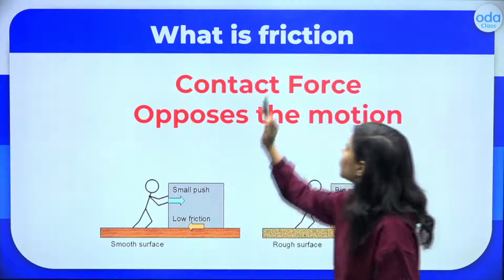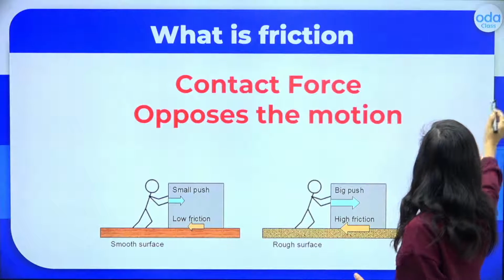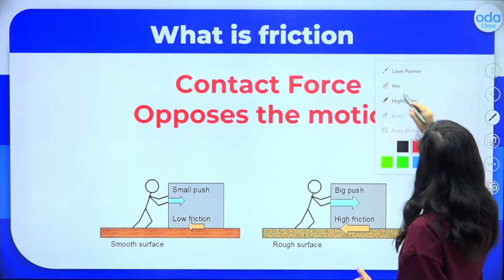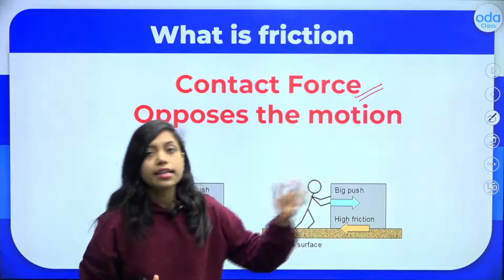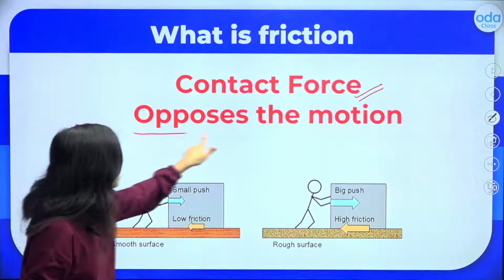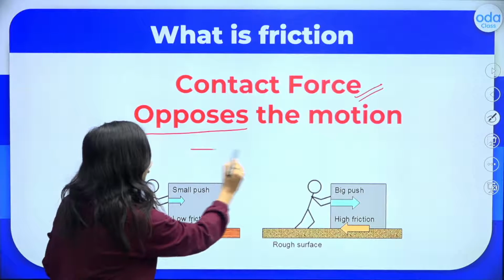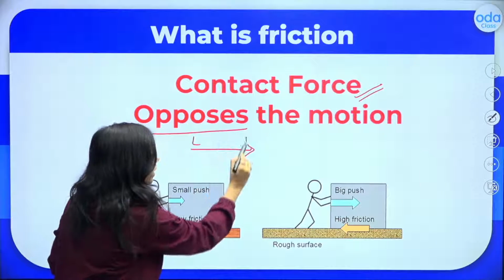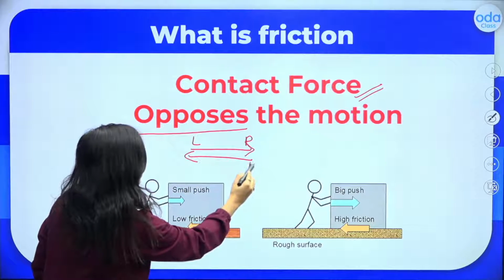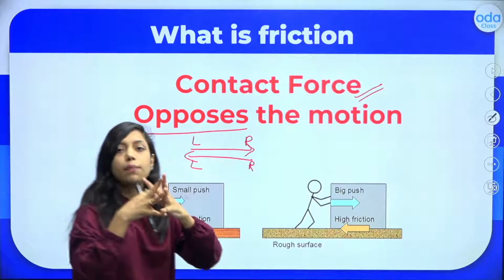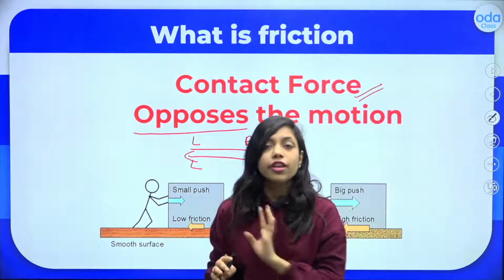If somebody asks you what friction is, it is actually a contact force. Is it clear to all of you? Friction is actually a contact force. So whenever two surfaces are in contact, there is a frictional force and it always opposes the motion. This is very, very important, okay? If you want to move from left to right direction, frictional force always opposes your motion, from right to left direction. It always opposes the motion and it is a contact force. Is it clear about the definition of friction, everyone?